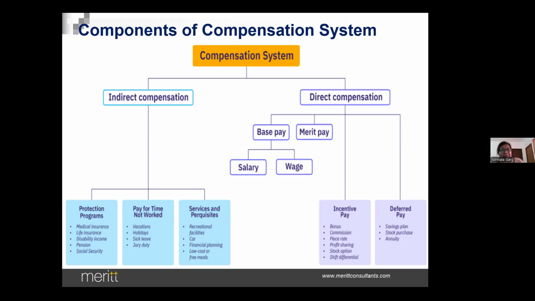Pay for time not worked. Typically in India, we have maternity benefit, which is statutory. You have to give paid leave for a month and sick leave, etc. But over and above, organizations are also giving paternity leave. I think it's now universal, maybe 4 days, 5 days, emergency leaves, paid vacations, etc.